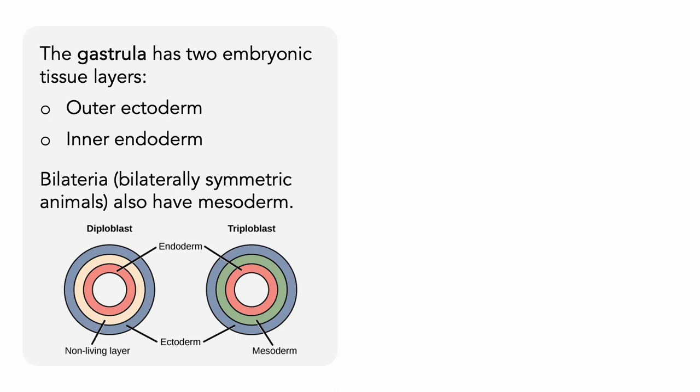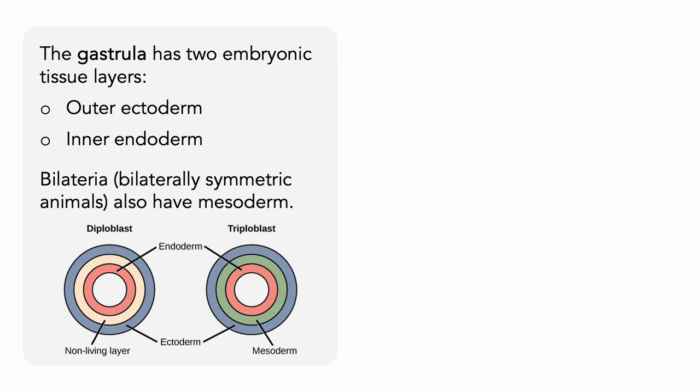Through the process of gastrulation, our blastula has become a gastrula, and a gastrula has 2 embryonic tissue layers at first, an outer ectoderm and an inner endoderm. Later in development, this ectoderm will develop into the outer surface or epidermis of our animal, and in many, produce the entire nervous system. The digestive system, on the other hand, is derived from endoderm.